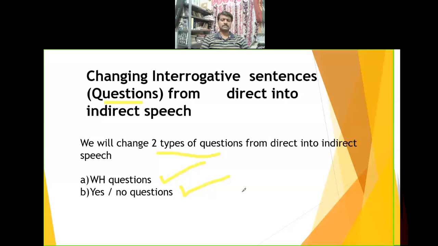You know all these things from your sentences classes. Today we'll discuss one by one. First we'll take WH questions, get some examples from them, and change them. When you are going to change from direct to indirect, you have to note some important points. You have to remember some points, which we'll discuss in the examples.